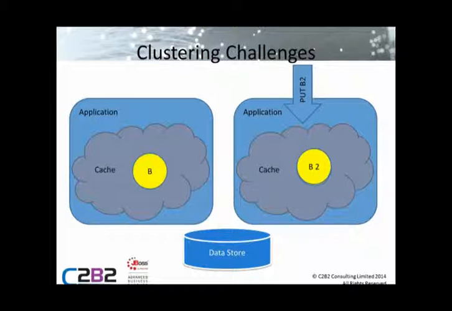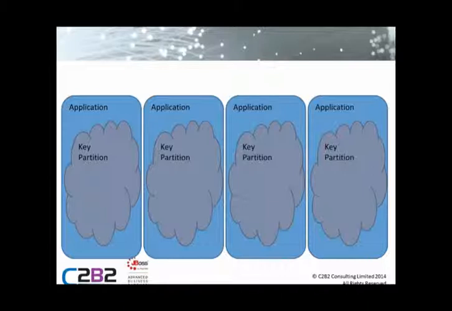So what JBoss Data Grid does to solve this problem is it essentially splits the key space up into a number of partitions. It would be possible to maintain consistency by fully replicating updates. But the problem with fully replicating updates is they don't scale, simply because the more nodes you add as you scale out your data grid, the more replication has to occur, and the more network calls you incur when you do an update. And this tends to max out the network capability in the cluster.